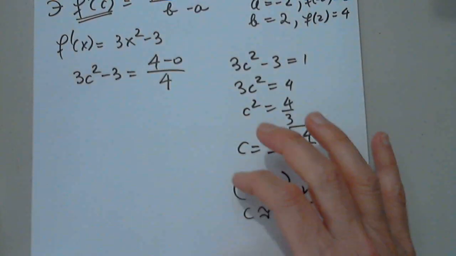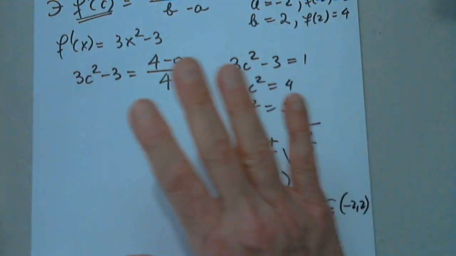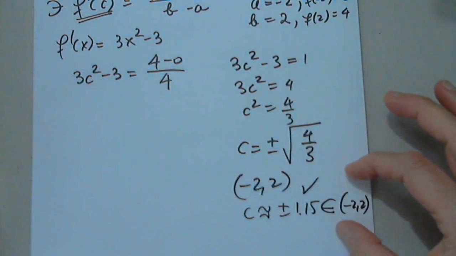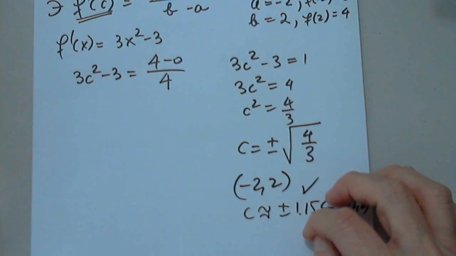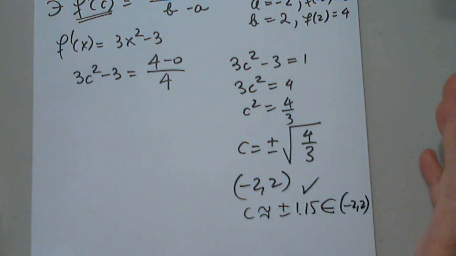And I have to show this piece. The problem is not correct without this piece, in which I say, yes, both work, or only one. And they cannot be the endpoints of the interval. C cannot be negative 2, it cannot be 2. Very good question. Thank you.